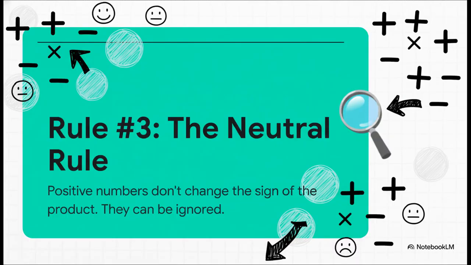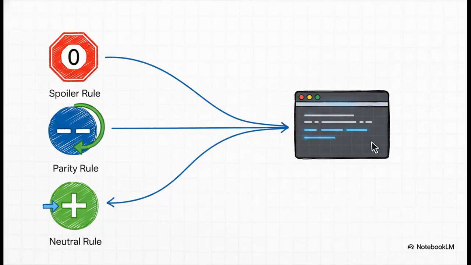And finally, the easiest rule of them all, the neutral rule. This one's about positive numbers. And here's the thing, they don't do anything. Multiplying by a positive number never, ever changes the sign of what you already have. So for what we're trying to do, just track the sign. Positive numbers are totally neutral. We can pretty much ignore them. So, we've got our 3 rules, the 0 spoiler, the negative parity, and the positive neutral.